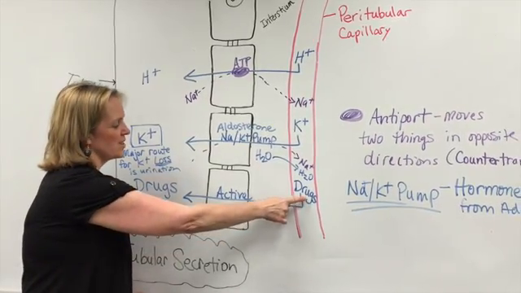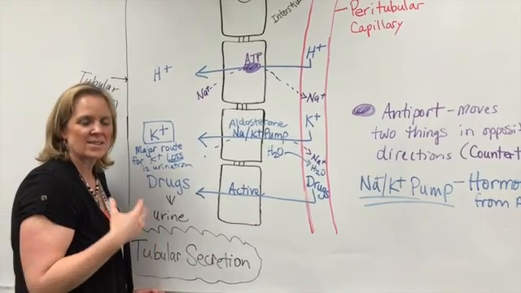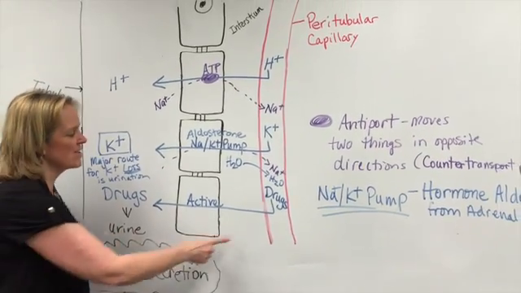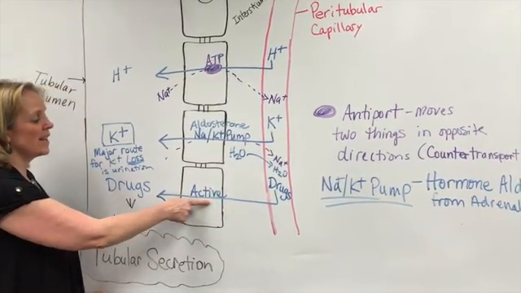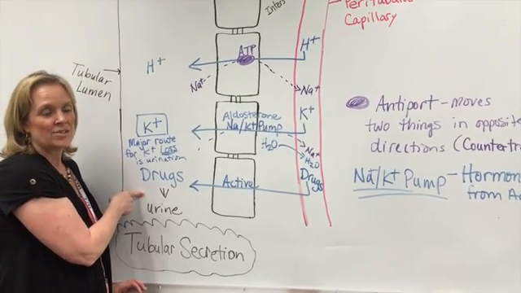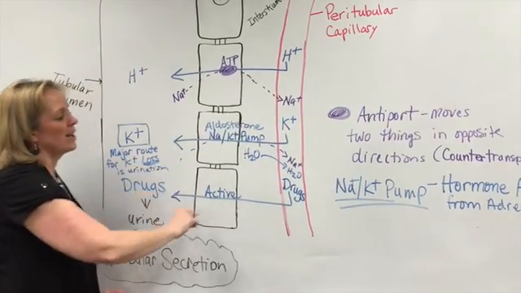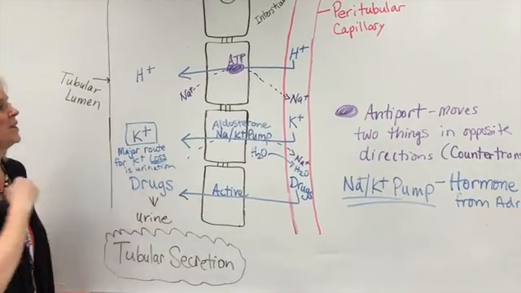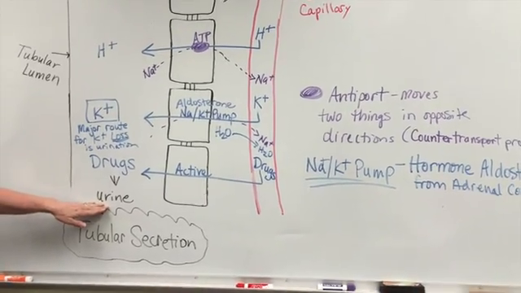Finally, the kidney tubules can take drugs that you might be taking, like antibiotics or other types of medications, and to reduce or prevent toxicity, the kidney can actively move those drugs into the tubular lumen. So we have the three things that we focused on: hydrogen ions, potassium ions, and drugs. They may all be secreted into the tubular lumen to be lost in the urine.